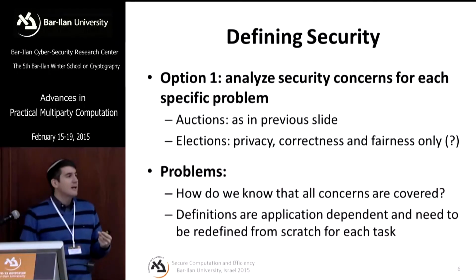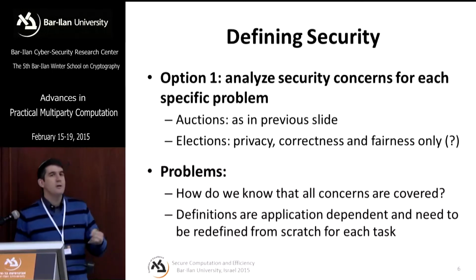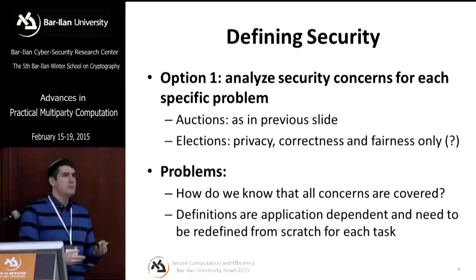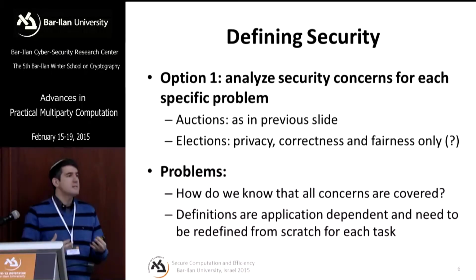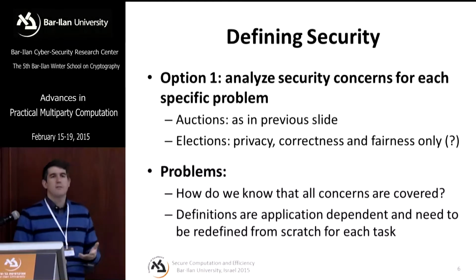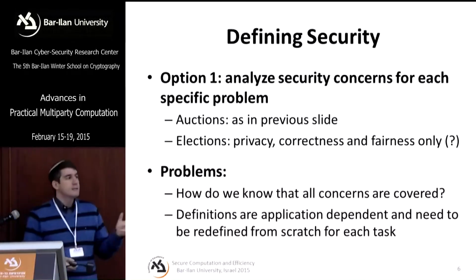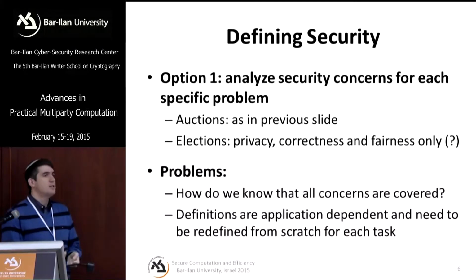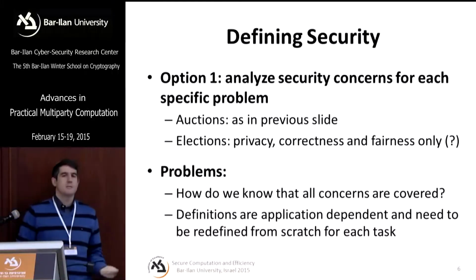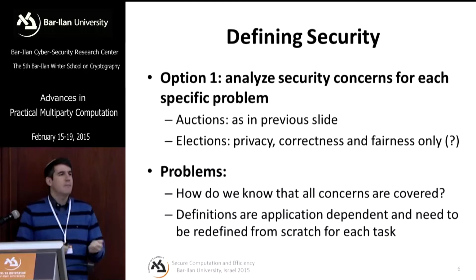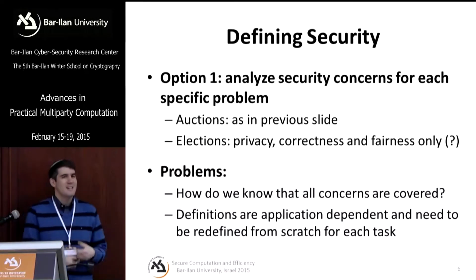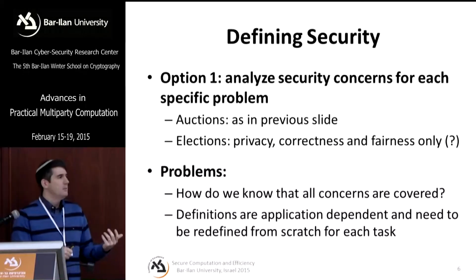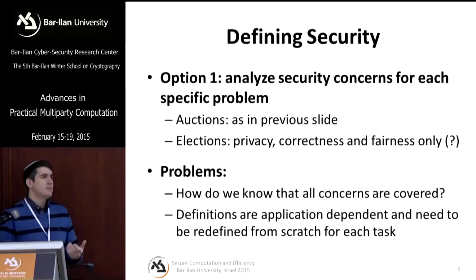The problem is: how do we know that all concerns are actually covered? When you try to analyze and make a list of the actual concerns, it's easy to miss things and to think we've covered all of our concerns, but there are very subtle attacks that we hadn't thought of. Also, the definition becomes application dependent. For every single application, we need an expert cryptographer to sit down and come up with definitions and requirements. This isn't very good if we want the world to actually use this, because coming up with good definitions, we know, is very difficult.